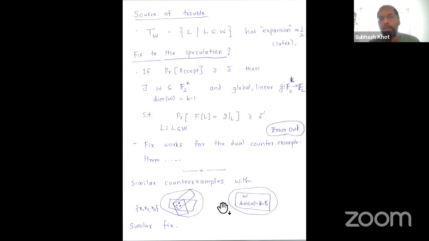You can use sets of spaces L which contain 3 points x1, x2, x3, and in addition are contained in some subspace of dimension k minus 5. So you could combine the two kinds of counterexamples. Okay, right. And then you can also propose a similar way out to get around these counterexamples, right?